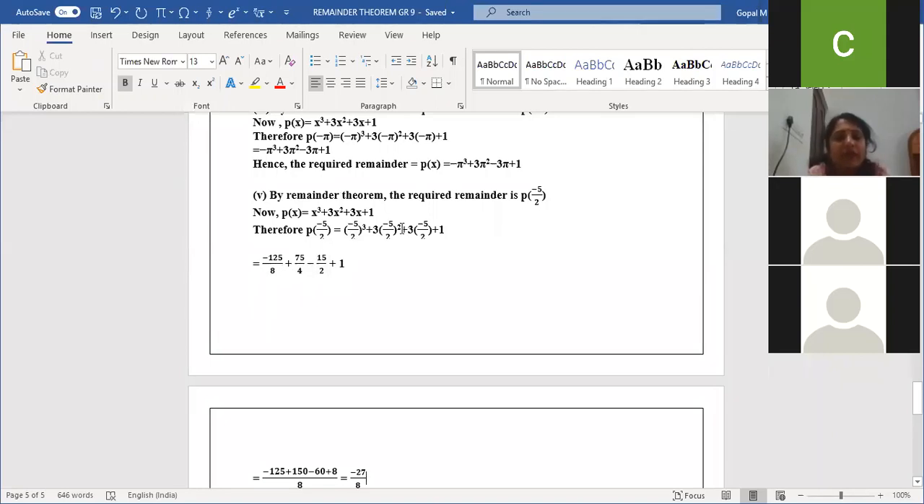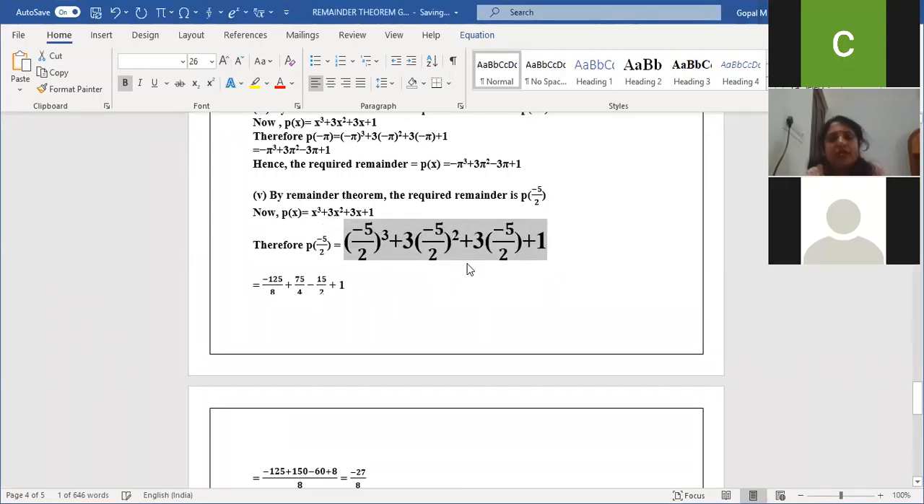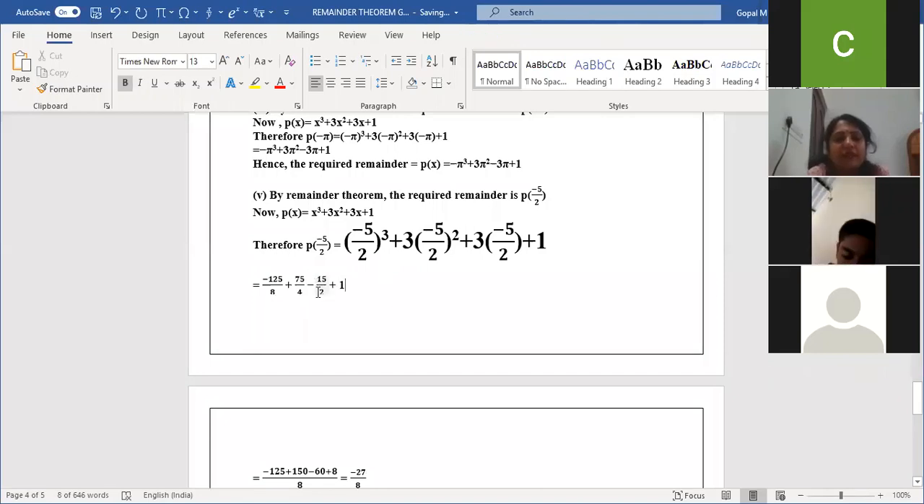And second one, power is even. Since the power is even, minus 5 whole square becomes plus 25. 25 3s are 75 and this 2 square is 4. Here minus 5 into 3 is minus 15 by 2 plus 1. Am I clear? Yes, ma'am.